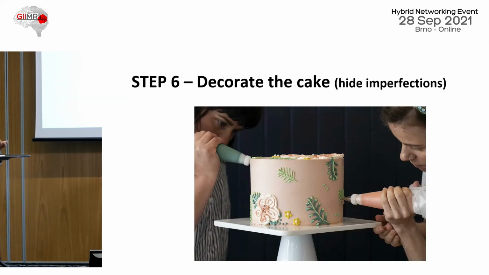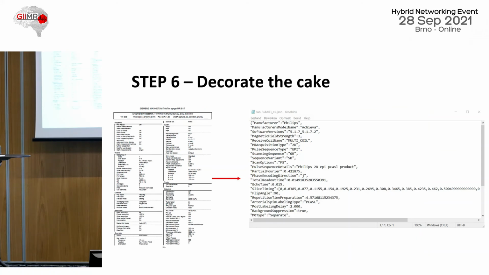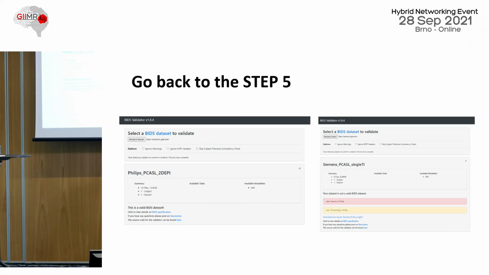What happens next is actually that you try to hide the imperfections of your cake. And that's the same as what you will be doing here with your BIDS data sets. So for all the errors and warnings, you will start using all your other information, like the protocol file, and you will start to add some extra information in your JSON files to solve these errors. And then you start doing it all over again.